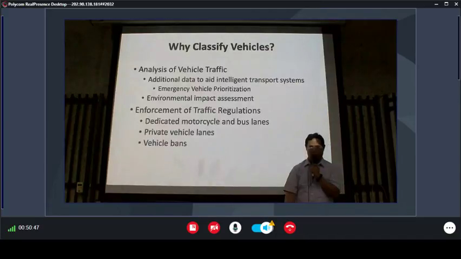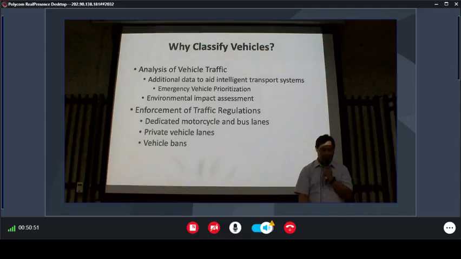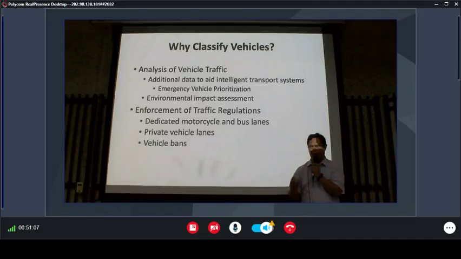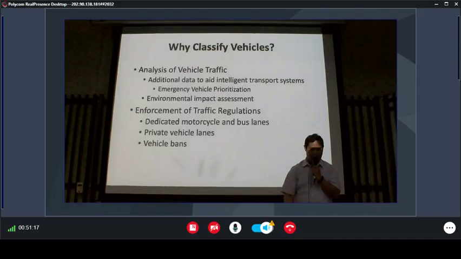We are interested in solving the problem of how to classify the vehicles. This is a very interesting problem, especially in the Philippine setting. Why do we need to classify the vehicles? It will aid intelligent transport systems, especially if we can identify emergency response vehicles like ambulances, police cars, and police motorcycles. If we could program the traffic light to respond to emergency response vehicles, that would have a very good effect on our traffic system.